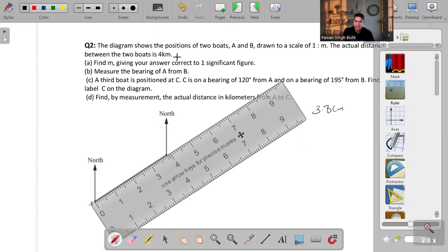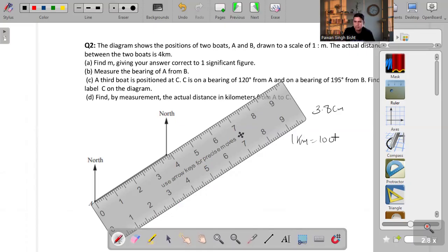So basically, if I convert 4 kilometer into centimeter, right? You need to understand how many centimeters we have in 1 kilometer. 1 kilometer is equal to 1000 meter, and 1 meter is equal to 100 centimeter. So basically 1 kilometer is equal to 100,000 centimeter, right? Now the distance is 4 kilometer, so this is 400,000, and the map distance is coming 3.8. So 3.8 over 400,000.